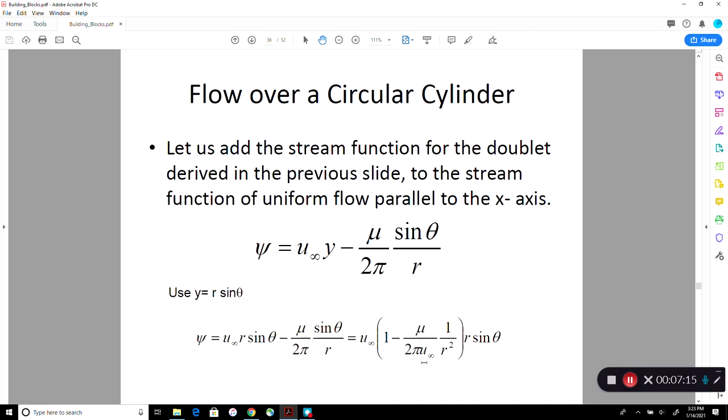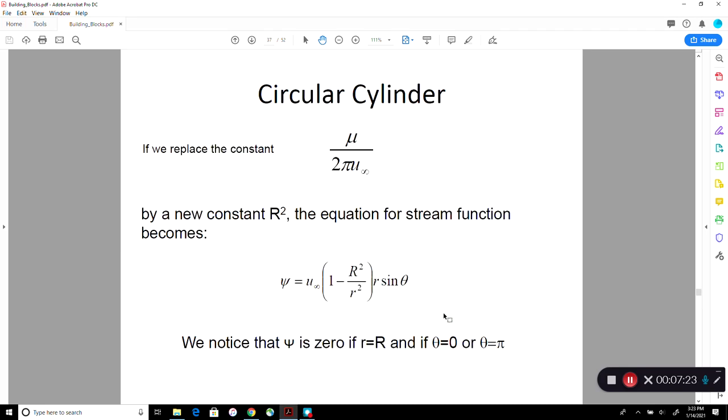In any case, this is a constant. So instead of having one constant here, another constant here, we can lump them together into a new constant, which we call R squared, positive number. Then you get an expression for stream function like this. If you now examine this stream function, we can contour plot it in MATLAB, but before that, let's do some very simple examination.